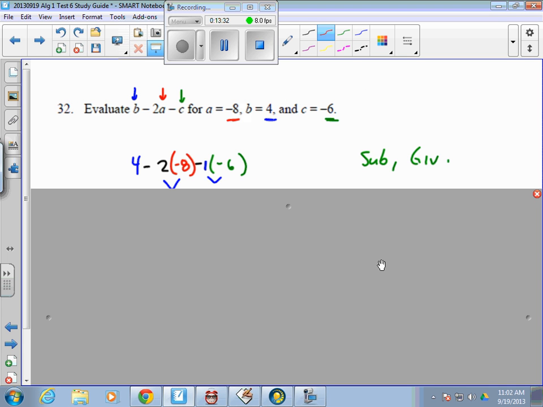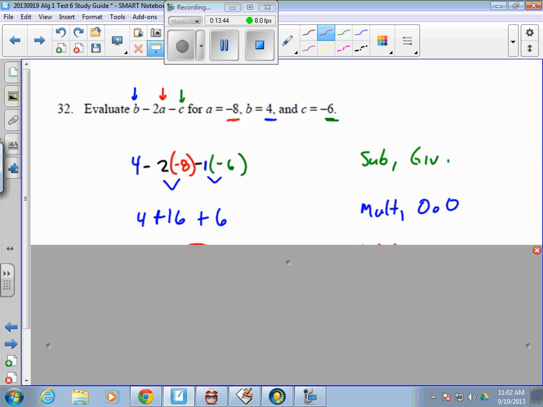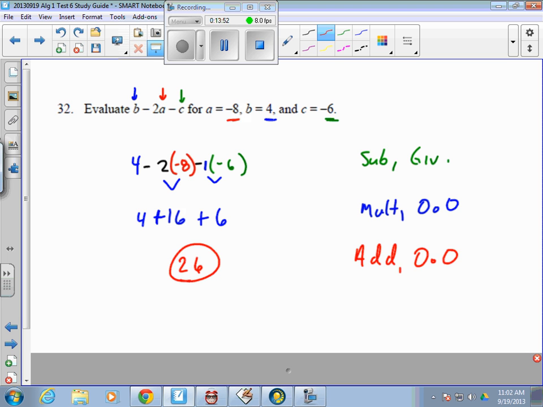32 says evaluate B minus 2A minus C when A's value is negative 8, B's 4, and C's negative 6. Substitute in all of the values for B, A, and C. Notice they're not in the same order, A, B, C. Once you substitute them in, multiply negative 2 times negative 8. That's positive 16. And negative 1 times negative 6 to get positive 6. That's multiplication. Then combine all your like terms. 4 plus 16 is 20, plus 6 is 26. That's adding just because of order of operations.